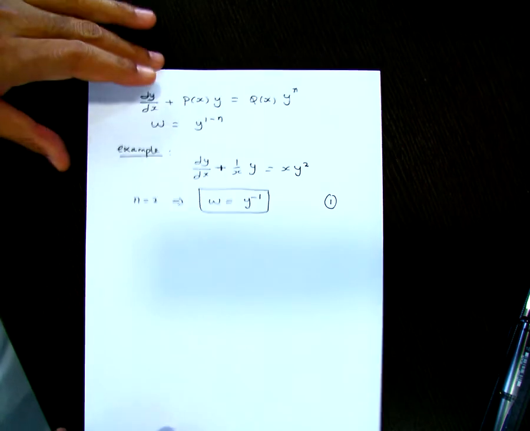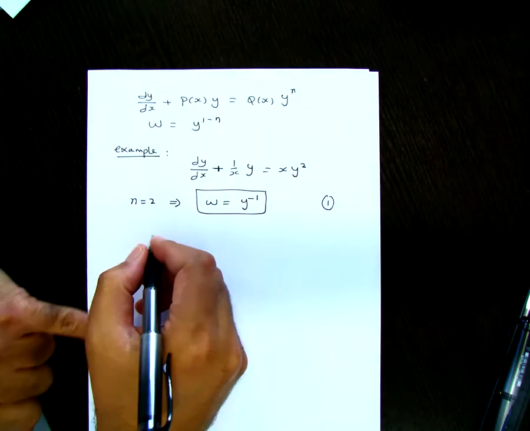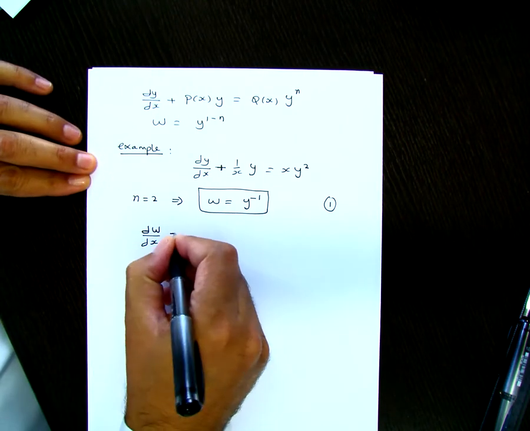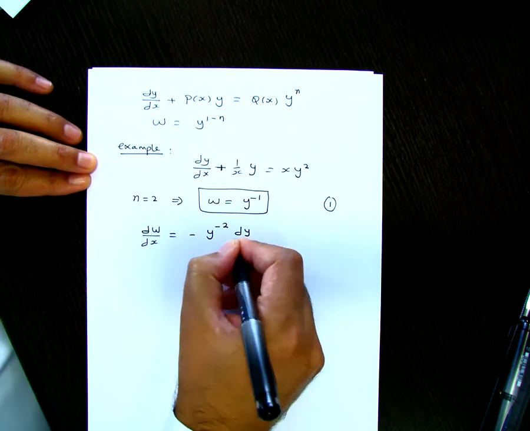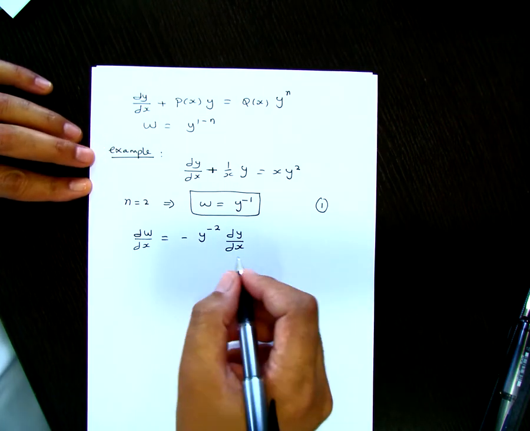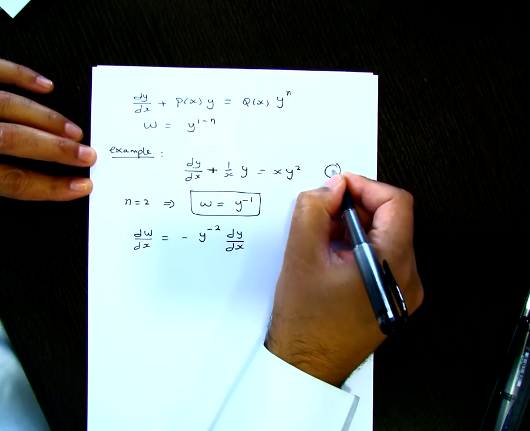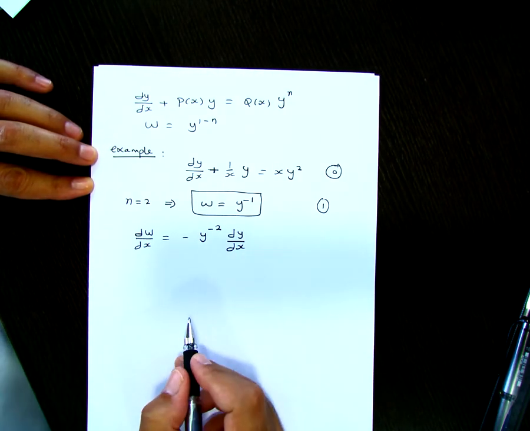Now, if we differentiate equation 1 with respect to x, we will have dw/dx equal to minus y to the power minus 2 times dy/dx, using the chain rule. And now we're going to substitute this into what we call equation 0, into this equation here, and see how we reduce that to a linear differential equation.